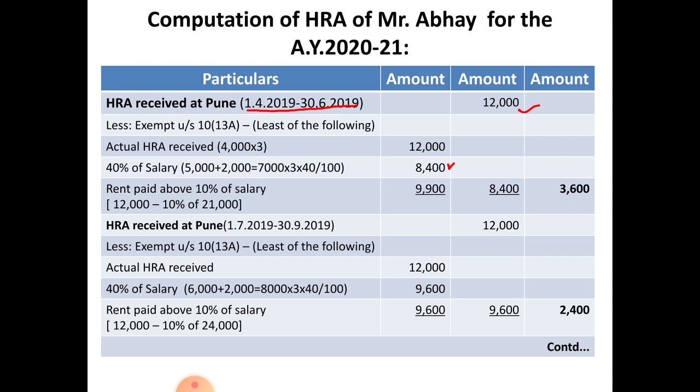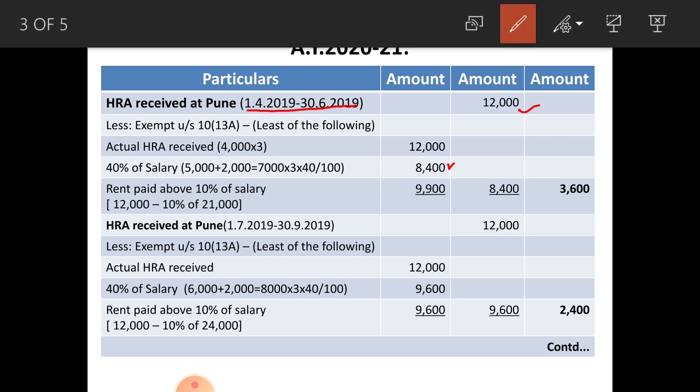for 3 months 21,000, 10% of that amounts to rupees 2,100. When you deduct that 2,100 from 12,000 rent paid, you get 9,900. Least of the following you have to consider. Here the least is 40% of salary, 8,400. When you deduct that, you get taxable HRA as 3,600. This is the first case when there is no increment and he was working in Pune.